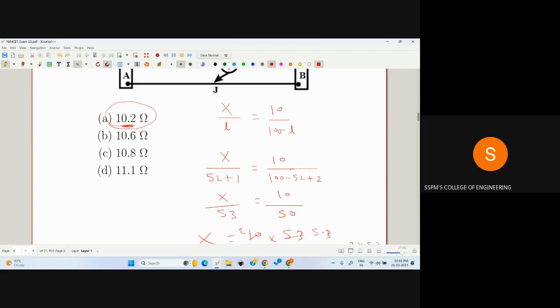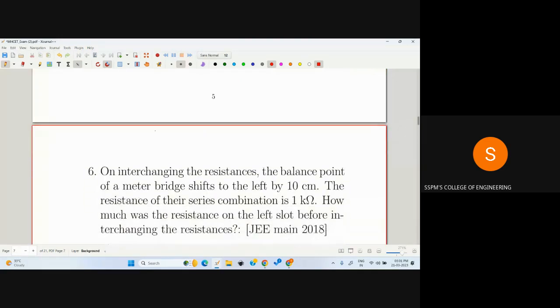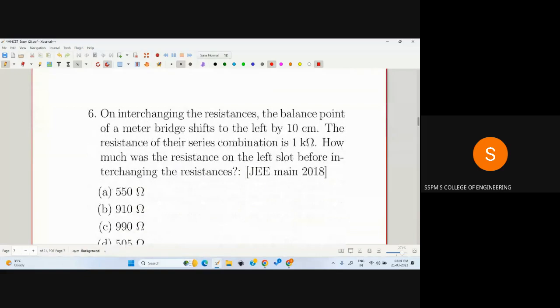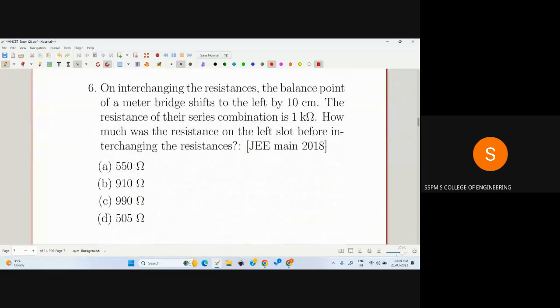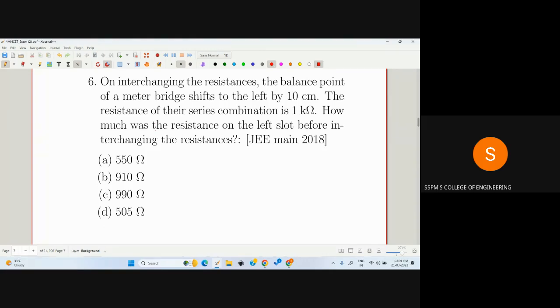So in this way, you solve the example on the meter bridge. This example is a tricky example. It was asked in the JEE Main 2018. It's very easy but tricky.